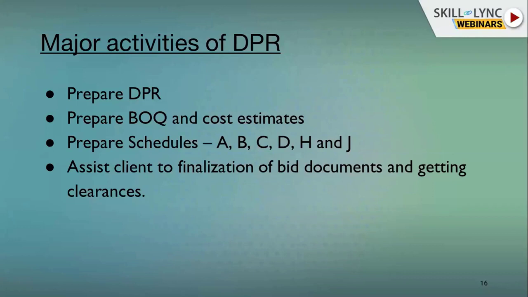Finally prepare the DPR, prepare BOQ, bill of quantities and cost estimate, prepare various schedules, and assist client to finalize bidding documents and getting clearances. This is a long process. Actually, all these major activities take about 6 to 8 months. Sometimes small projects give 4 to 6 months. This is a long process.